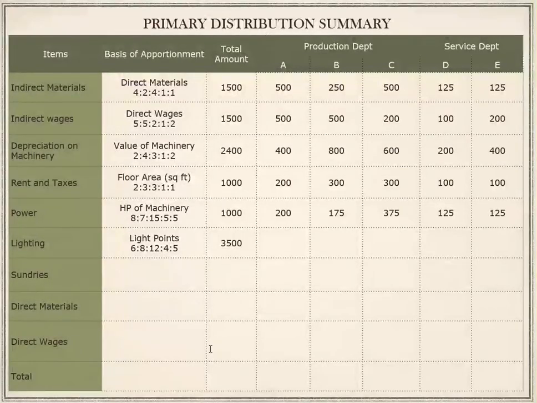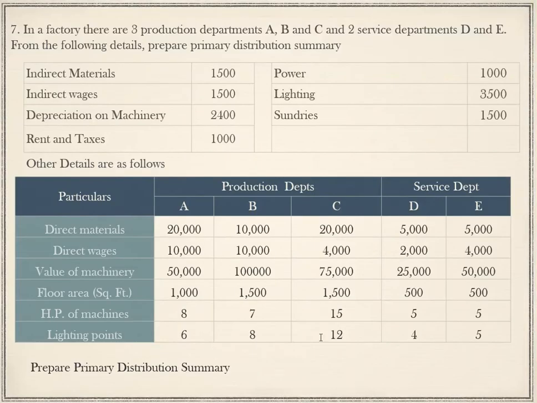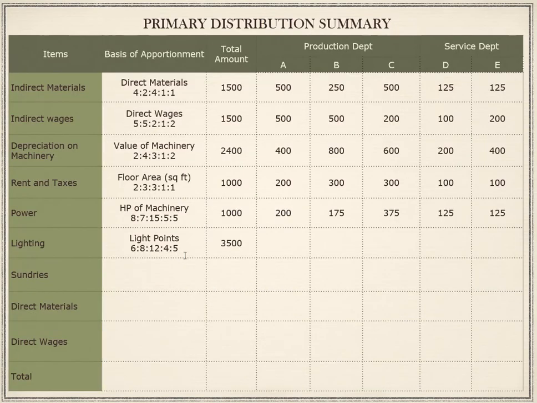Let me cross verify once again. 6 is to 8 is to 12 is to 4 is to 5. If we add, how much we are going to get, right? 12 plus 8 is 20, 26, 30, 35. So 3500 divided by 35 is 100. So 100 into 6 is 600, 100 into 8 is 800, 100 into 12 is 1200, 100 into 4 is 400, 100 into 5 is 500.